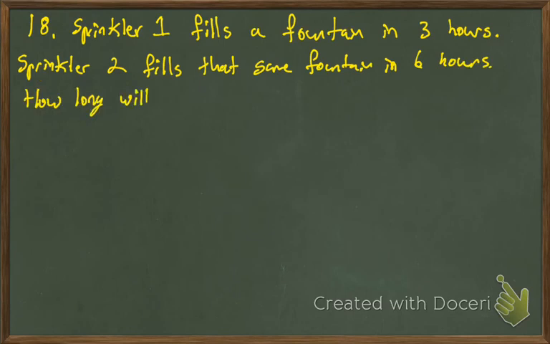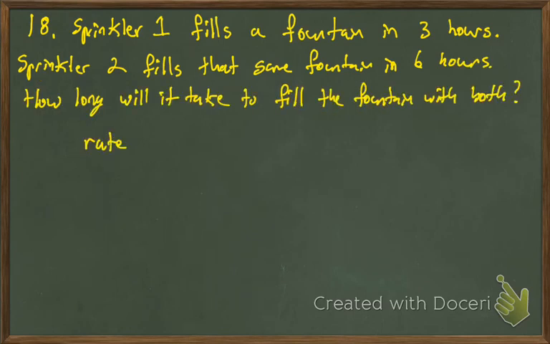Okay, so what do we got going on the next one? Let's speed it up a little bit. So we got 2 sprinklers. One takes 3 hours. The other one takes 6 hours, and we're assuming that they're filling up the same fountain. So what happens if they're both on filling the fountain at the same time? So this is a job problem. So rate times time is going to be equal to one job.